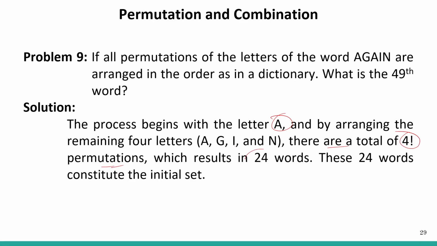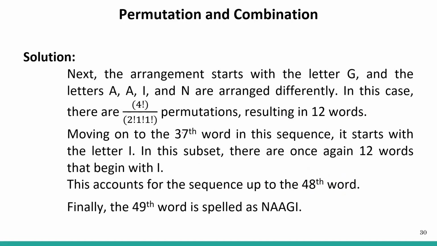Which result in what? 24, because 4 into 3 into 2. So it will be 12 into 2, that is equal to 24, right? So these 24 words constitute the initial set. Next, the arrangement starts with the letter G, then letters A, I, N are arranged differently. So in this case, there are actually 4 factorial by 2 factorial into 1 factorial permutations, resulting in 12 words.